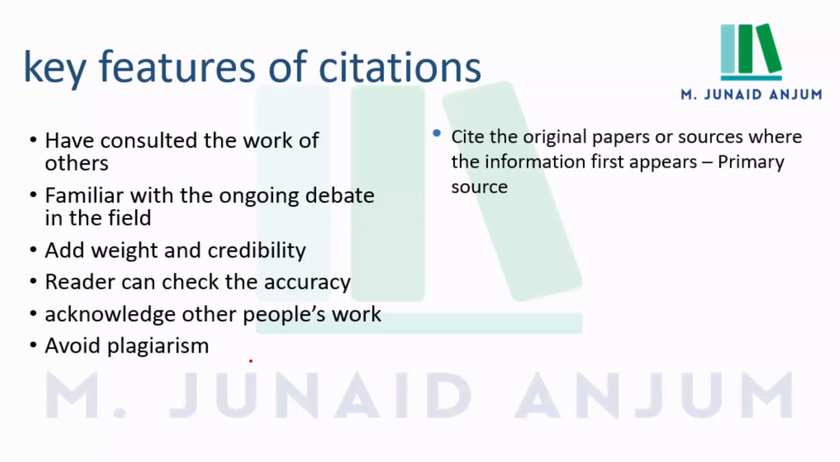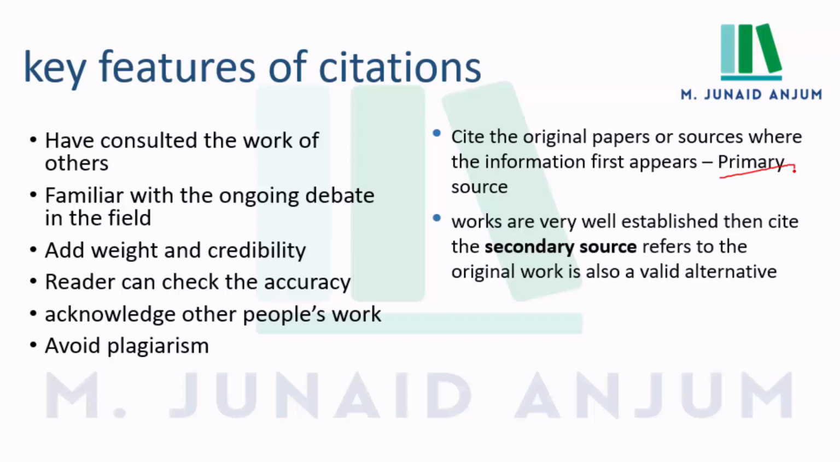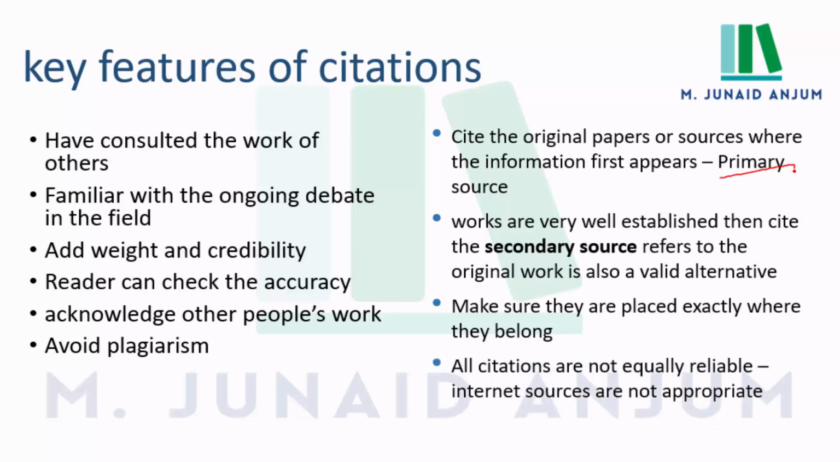For example, cite the original papers or sources where the information first appeared. This is called a primary source, and it is recommended that you should mostly cite the primary sources, not the secondary sources. Where works are well established, citing the secondary sources, which refer to the original work, is also a valid alternative. You can cite a secondary source when the specific work is well established, and make sure that citations are placed exactly where they belong. And all citations are not equally reliable. Internet sources are not appropriate, such as Wikipedia.